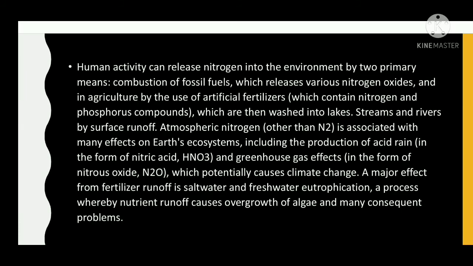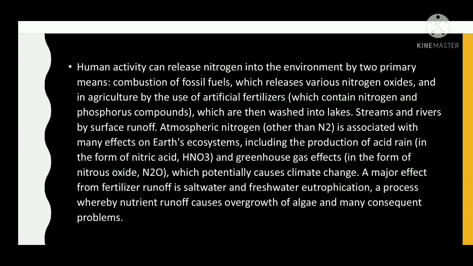Human activity can release nitrogen into the environment by two primary means: combustion of fossil fuels, which releases various nitrogen oxides, and in agriculture by the use of artificial fertilizers which contain nitrogen and phosphorus compounds, which are then washed into lakes, streams and rivers by surface runoff.